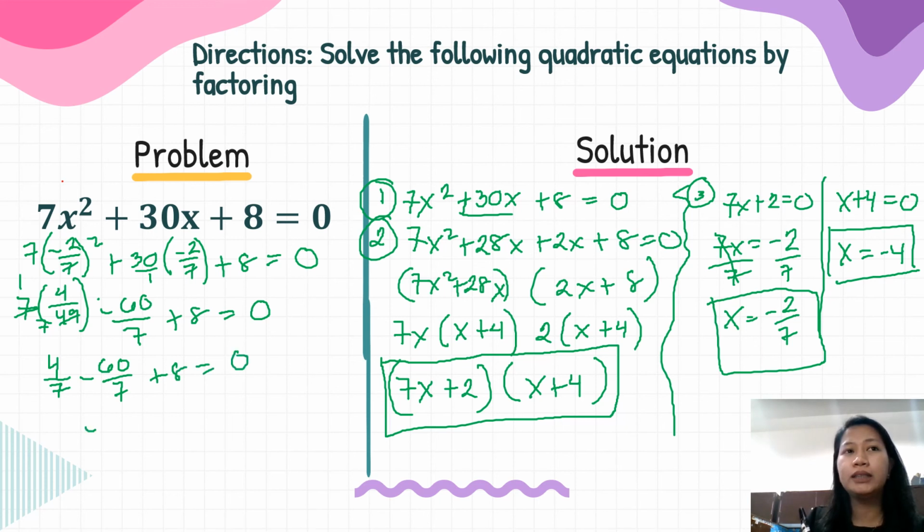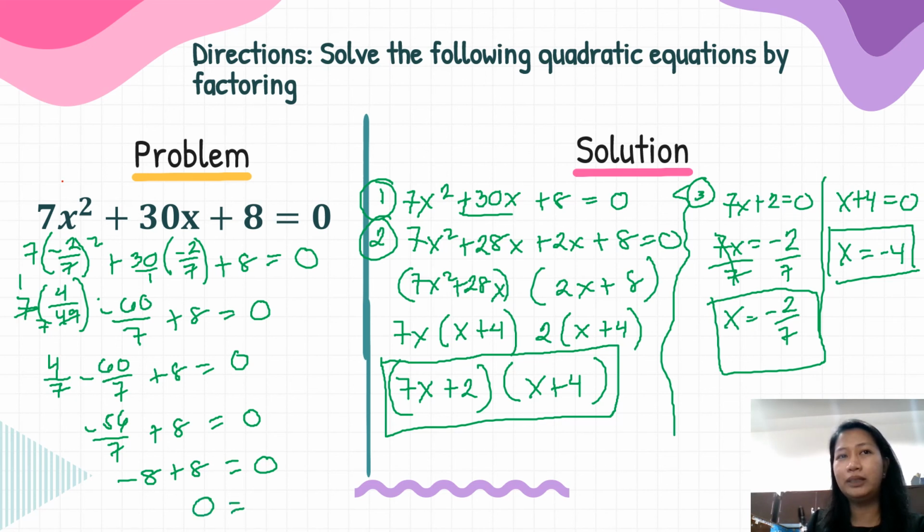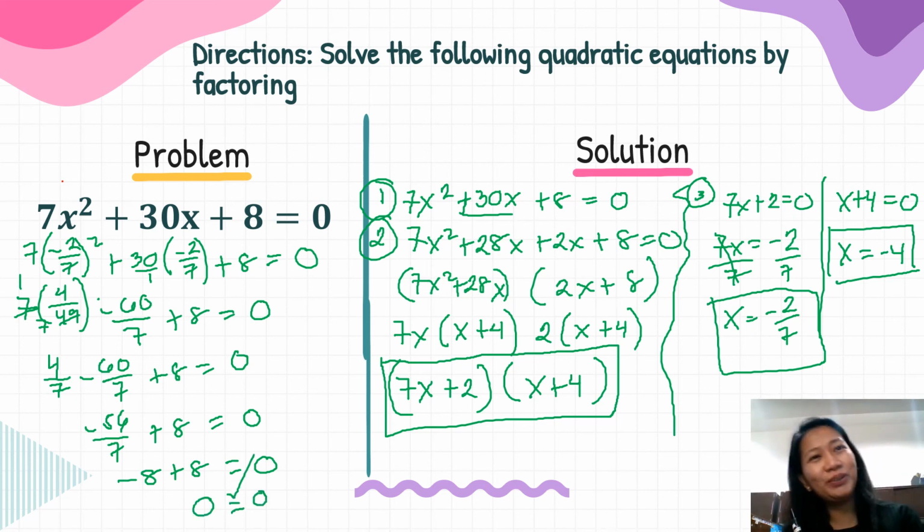So 4 over 7 minus 60 over 7 plus 8 equals 0. And that is negative 56 over 7 plus 8 equals 0. And negative 56 divided by 7 is negative 8 plus 8 equals 0. And negative 8 plus 8 is 0. And that is equal to 0. Okay, so negative 2 over 7 is not an extraneous solution. So let's have the next one.